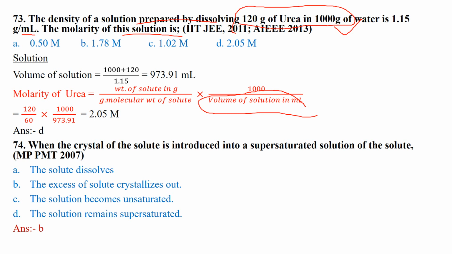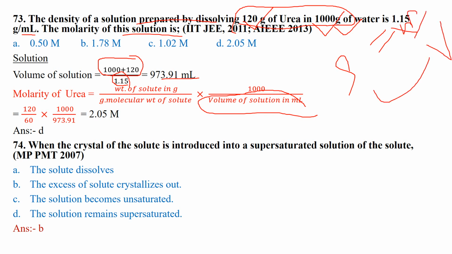So how to calculate the volume of the solution? By using the density concept. This 1.15 gram per ml is the density of the solution, right? That solution contains 120 gram of urea and 1000 gram of water. So total mass is 1000 plus 120, and density rho is equal to mass by volume. Then volume is equal to mass by density. Here the total mass of the solution is 1000 plus 120, and 1.15 is the density. So 973.91 milliliter is the volume of the solution.